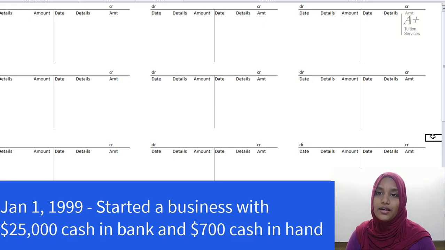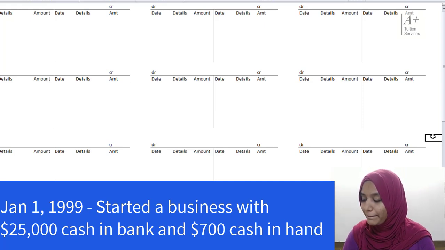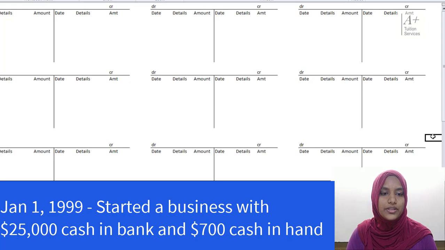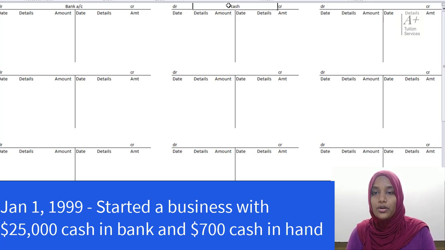So for this particular transaction, we are opening a bank account, a cash account, and remember, when we start up a business, we use a capital account. So the first account will be the bank account. In my second account, I'll open a cash account, and the third account I'll open is a capital account, as you can see on my screen.